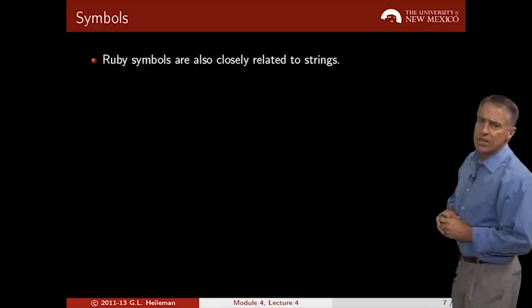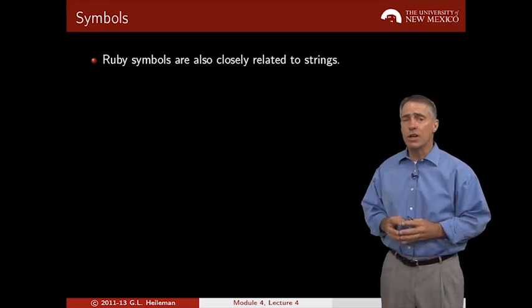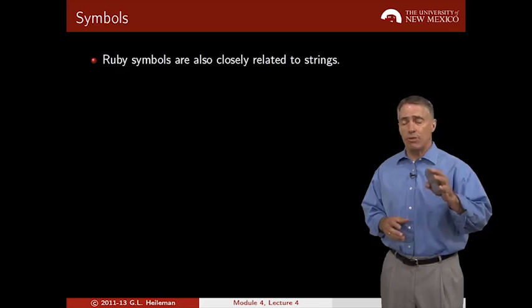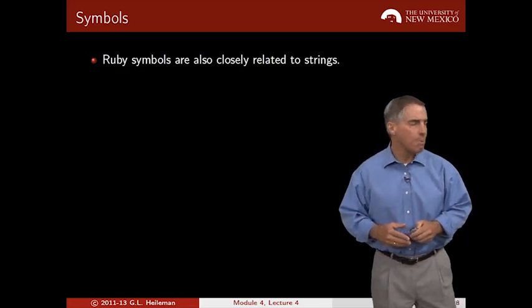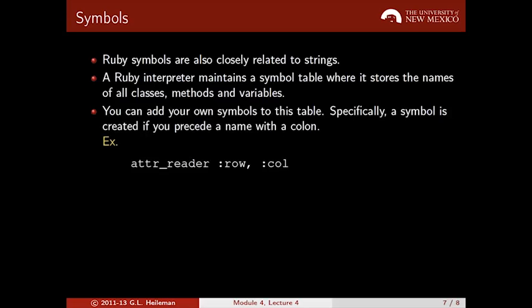Now, symbols in Ruby are closely related to strings. Remember we said that strings are mutable in Ruby, and Ruby symbols are non-mutable. So what happens is that the Ruby interpreter maintains a symbol table where it stores the names of all classes, methods, and variables. And you can add your own symbols to this table. So here's how you do it.